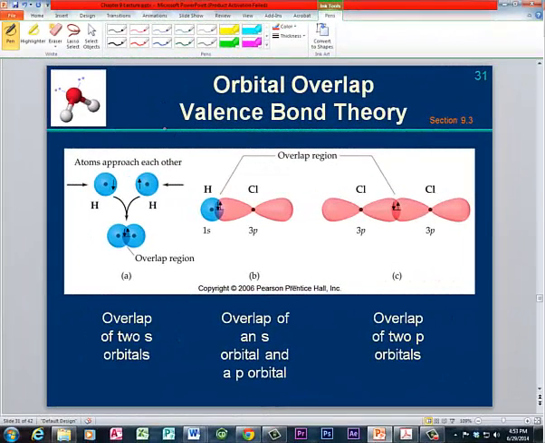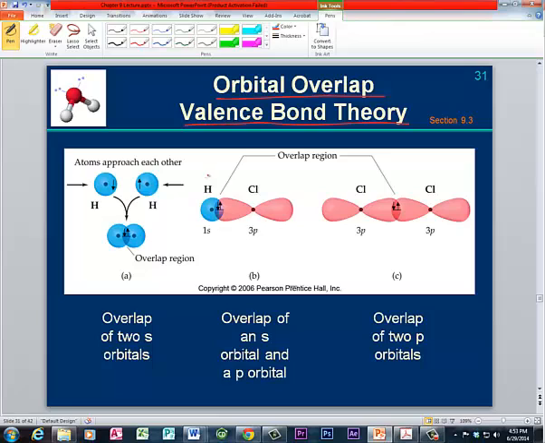Let's take a brief look at one of two predominant theories of bonding between atoms. The one we will take a brief look at is called valence bond theory, and the other theory is called molecular orbital theory. Both have their advantages and their uses.